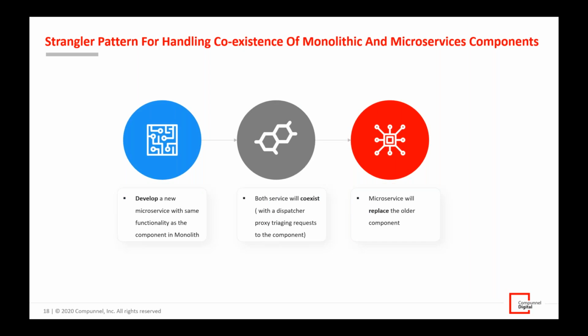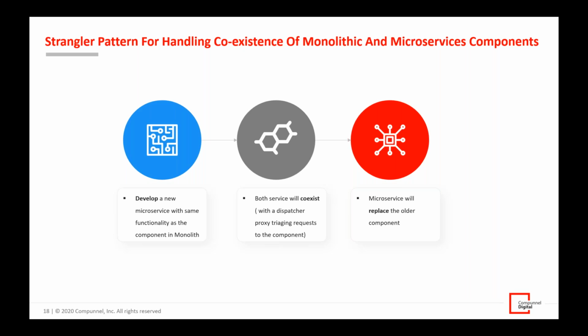So the Strangler pattern is for handling coexistence of monolithic and microservices. Develop a new microservice with the same functionality as a component in the monolithic. Both services will coexist with a dispatcher proxy, routing requests to the component. The microservice will replace the older component. So that is what the Strangler pattern does.